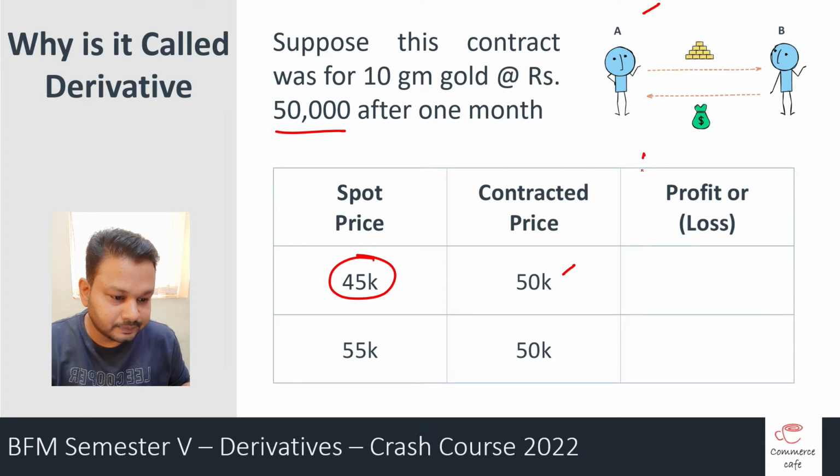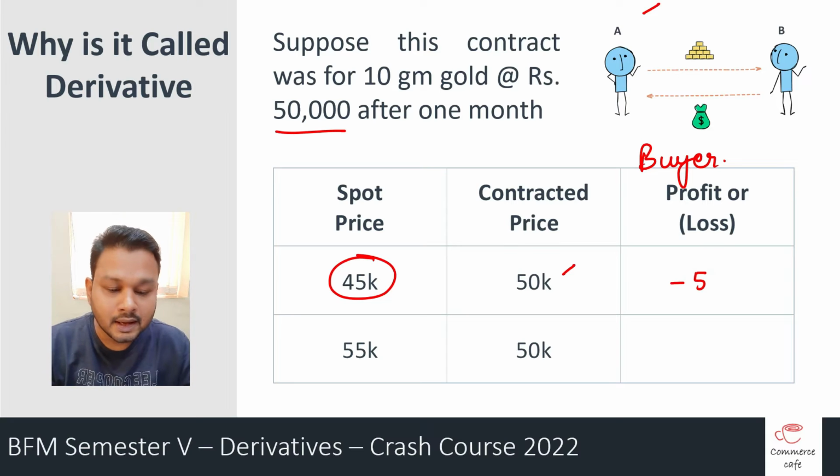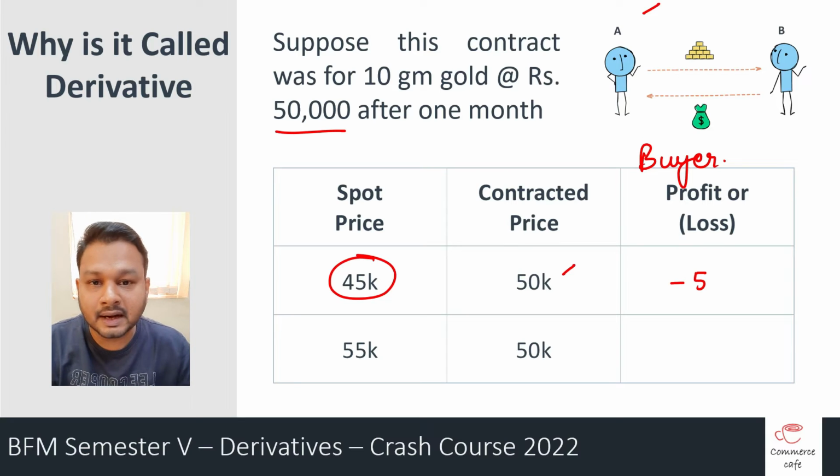In this case, for the buyer, this is a loss of 5,000 rupees. Why? Because the same 10 grams of gold is available in the market for 45,000 rupees.